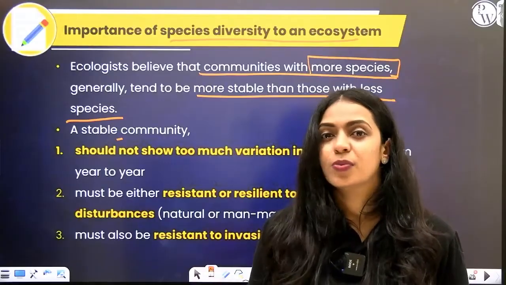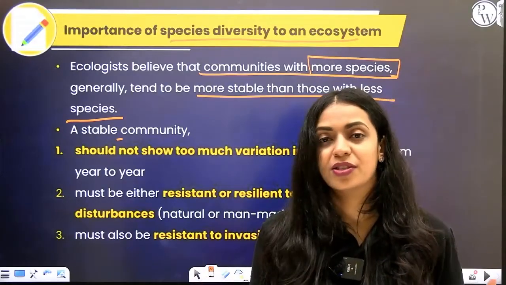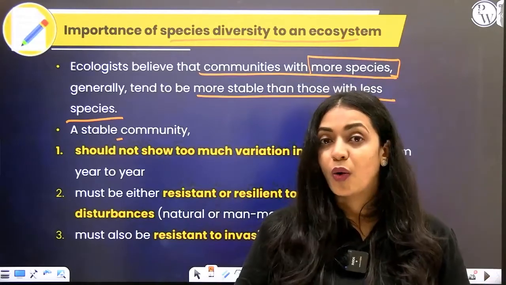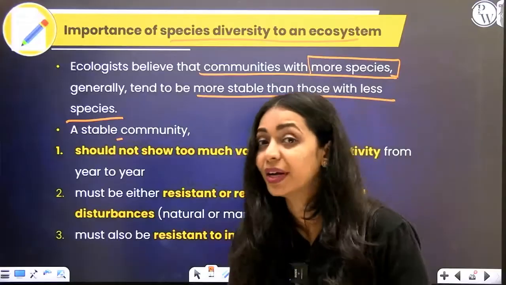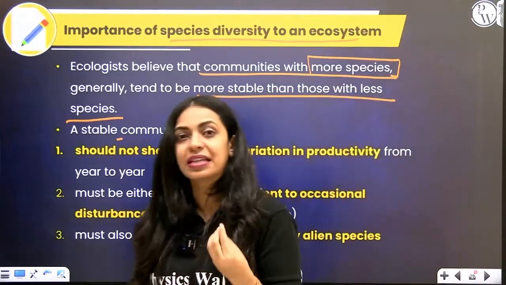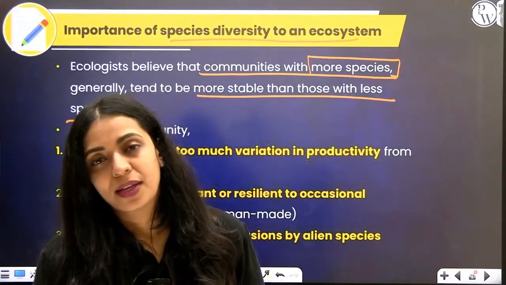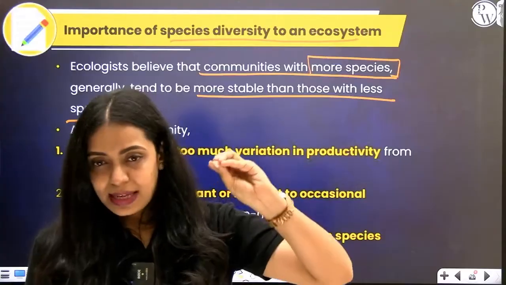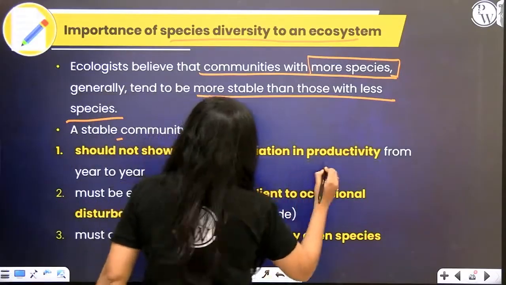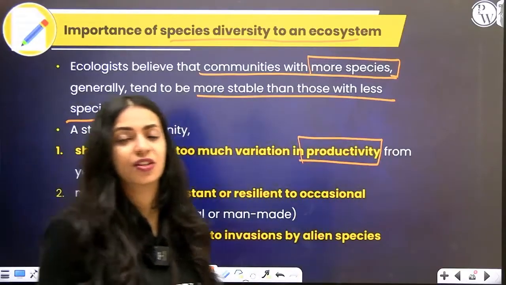How exactly this works, we don't know yet. But what they've understood from performing so many different kinds of experiments and studies is that if the species diversity is more, then obviously it will contribute to the stability of that particular ecosystem. How can we measure the stability of an ecosystem? What is a stable ecosystem? What does that mean? If an ecosystem is stable, it means that year after year, it will not show much variation in its productivity.